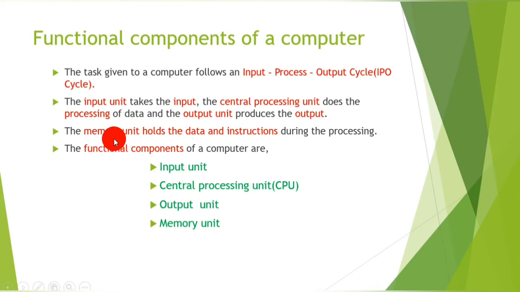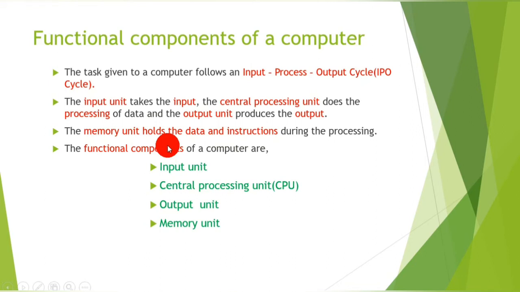In a computer, the data are stored in the memory unit. This unit holds the data as well as instructions during the processing time. How can the processing take place? The processing can be done by using some instructions, that is programs, that are also stored. Not only data, but instructions, meaning commands, that is programs. Data and programs are stored in the memory unit.